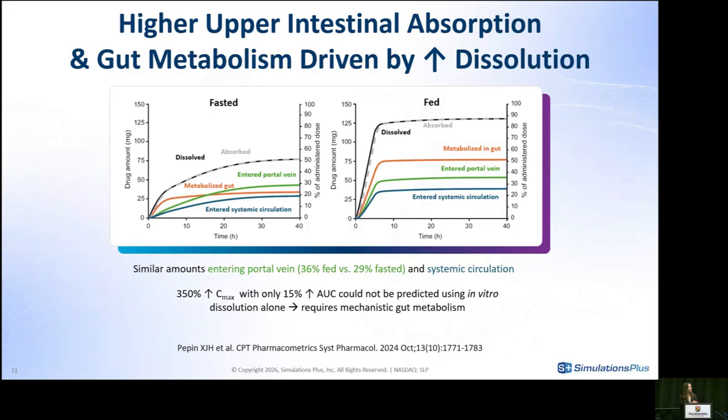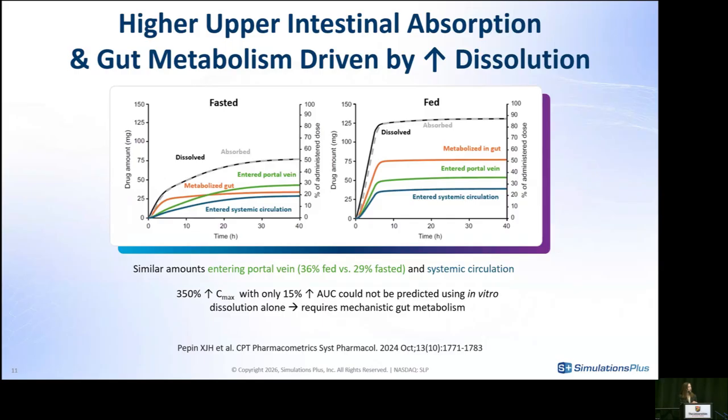So when we look at drug amount versus time undergoing different processes in the fasted state versus the fed state, you can see there was faster and higher dissolution in the fed state, and that was due to the higher concentration of bile salt micelles and the affinity of the drug for these micelles. In addition to that, however, I mentioned there was also more metabolism. And the net effect that this had was that there were similar amounts of drug reaching systemic circulation in the fasted and the fed state, resulting in the similar AUCs.